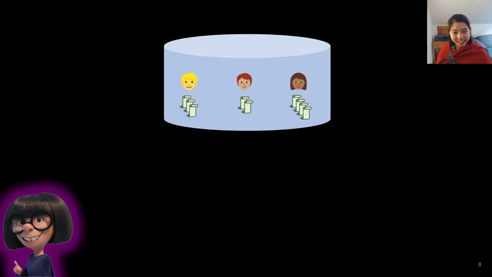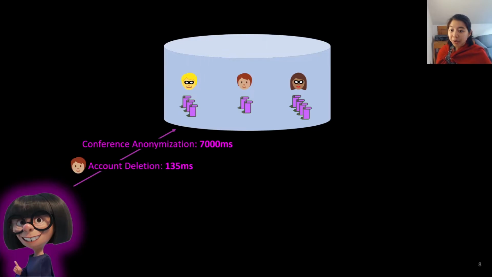We then ran these disguises unoptimized with our Edna prototype and, unsurprisingly, got some very clearly unoptimized numbers. Universal conference anonymization required 7,000 milliseconds for a database with a couple thousand items, while a PC member's GDPR account deletion required 135 milliseconds. This discrepancy between the 2 disguises makes sense. Edna's performance in general varies linearly with how much data a disguise touches, and a disguise like universal anonymization requires touching all the data in the database.